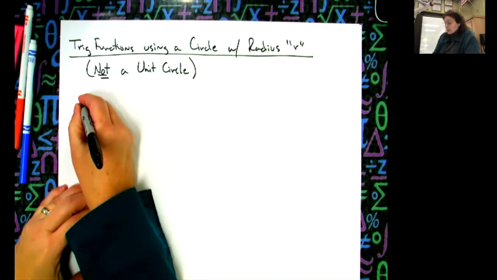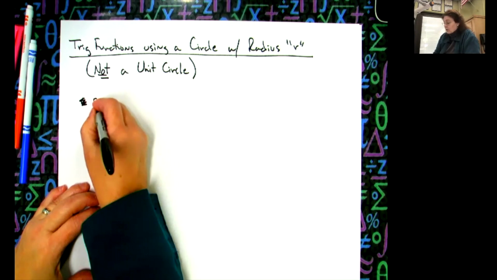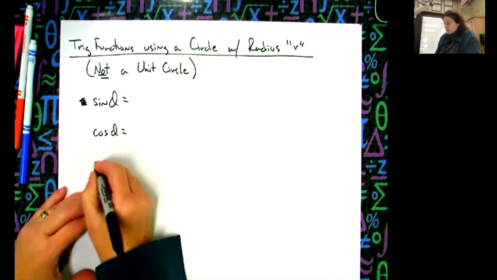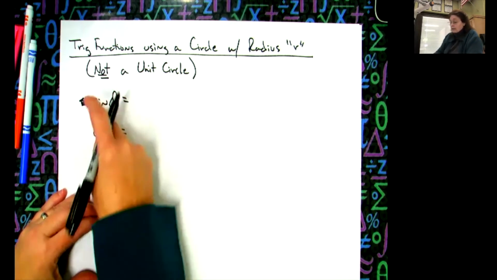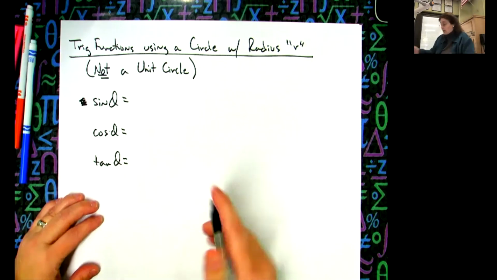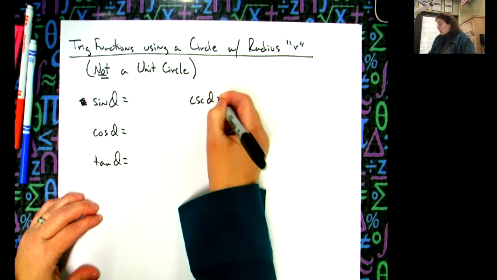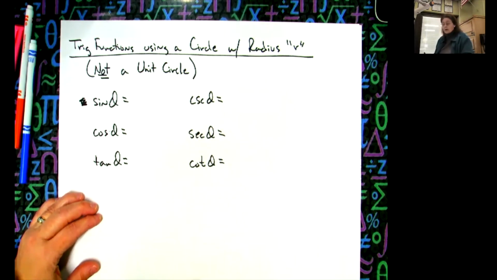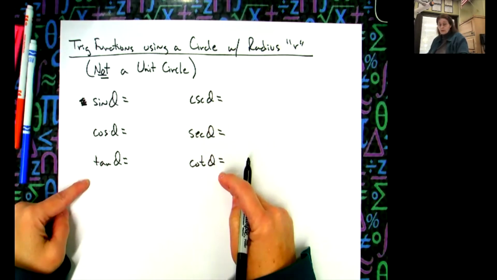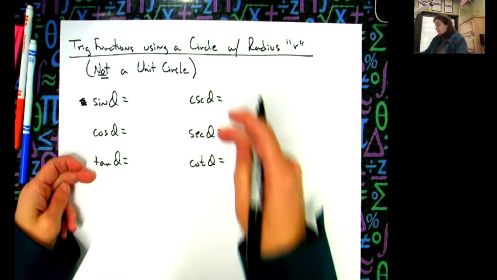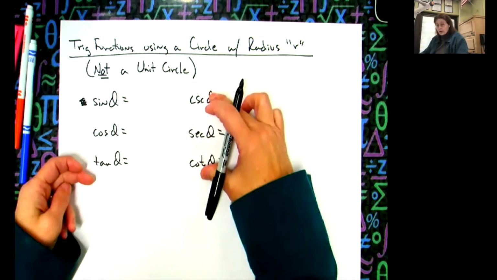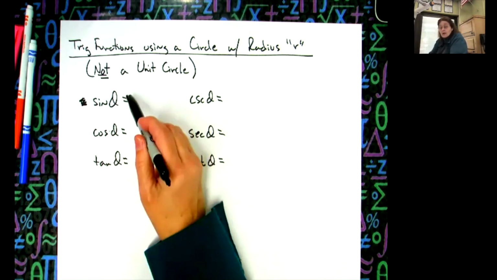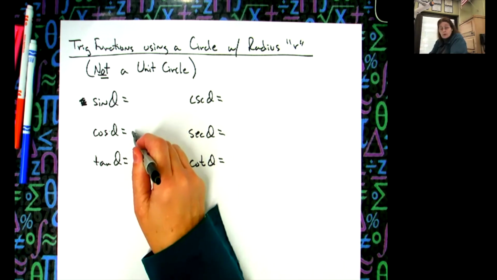Again, there are 6 of them. So let's say we've got sine theta, cosine theta, tangent theta. I'm going to write these 6 in a certain way because it's going to help you memorize them. So cosecant theta, secant theta, and cotangent theta. Writing them in this way, sine, cosine, tangent, cosecant, secant, cotangent, these 3 are the reciprocals of these.